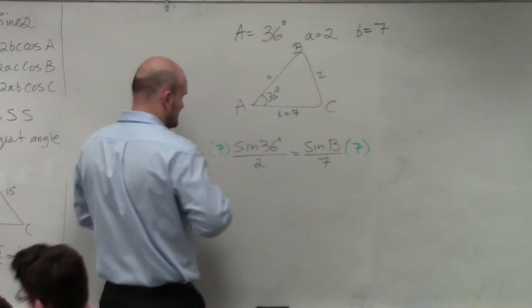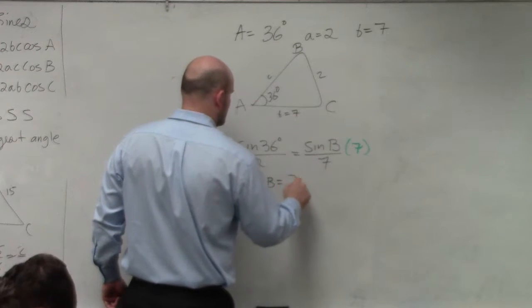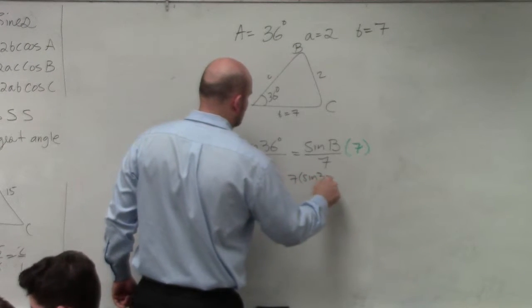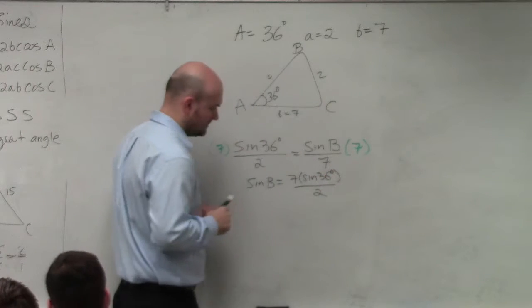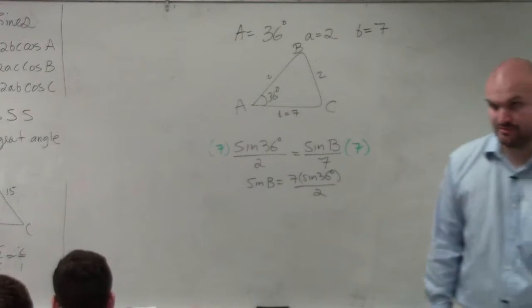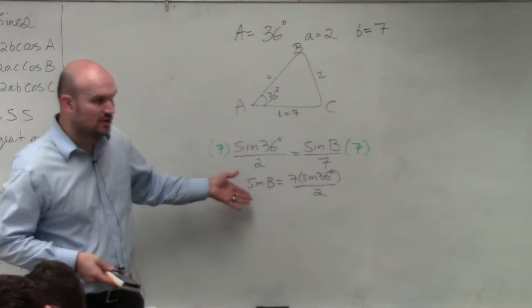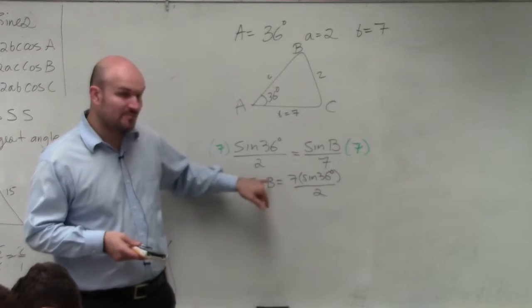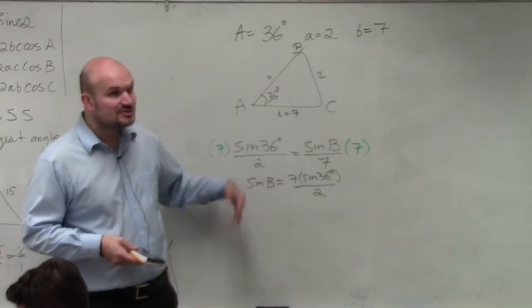So I can say the sine of B is equal to 7 times the sine of 36 degrees all over 2. Now, that is what the sine of B is equal to. So we don't want to solve for the sine of B. We need to solve for B. So how do we undo sine? So you do sine inverse.